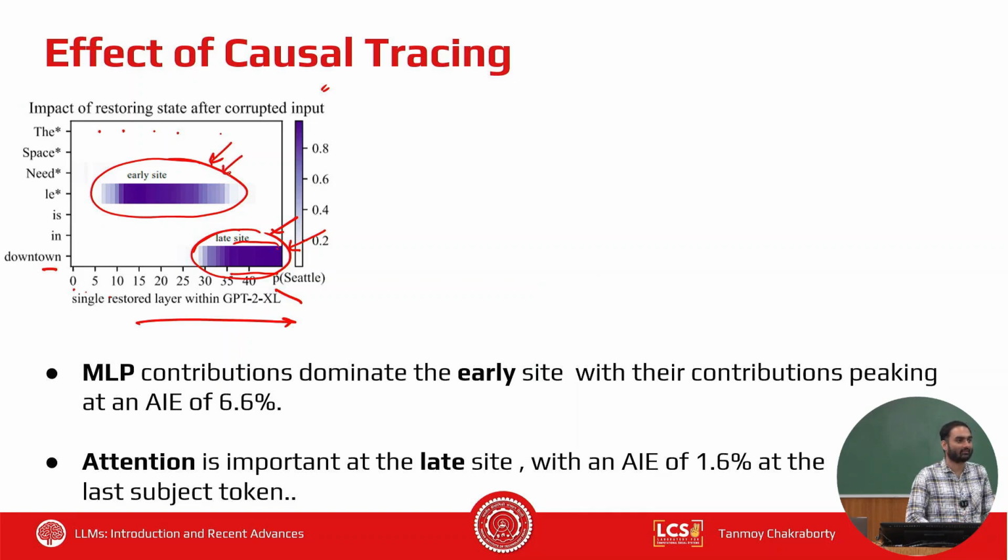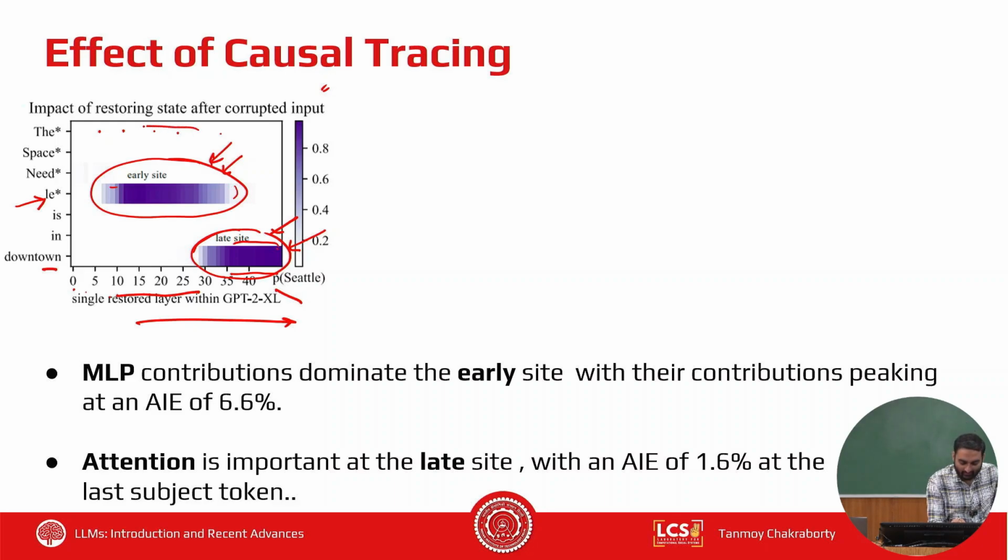Why suddenly early site? Earlier layer, or essentially middle layer. You see the region layer 10 to 30. Here you see some sort of peak. And another interesting observation is that this region corresponds to the last token of the subject.